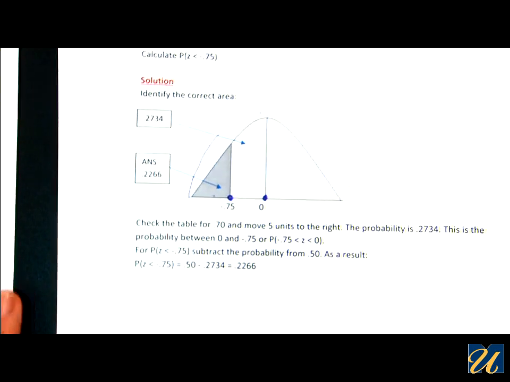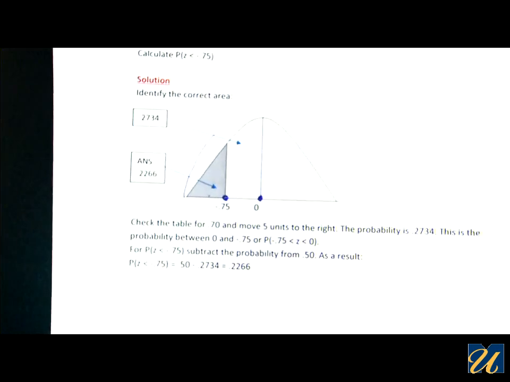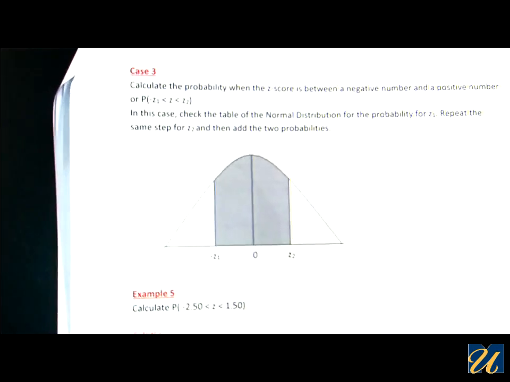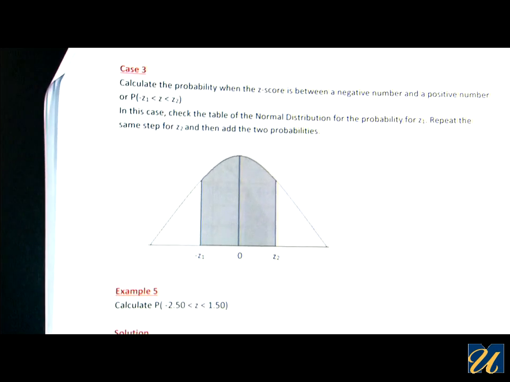0.2266. So always remember, when you're looking for a tail, and again, tails are the ends of your normal curve, you will always do 0.5 minus whatever probability you get from the table.